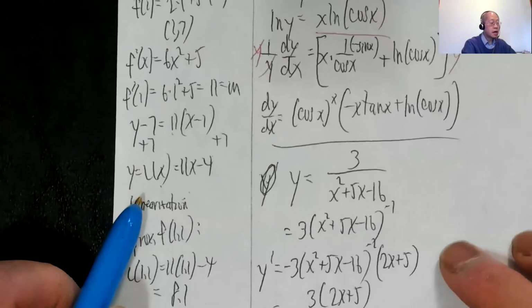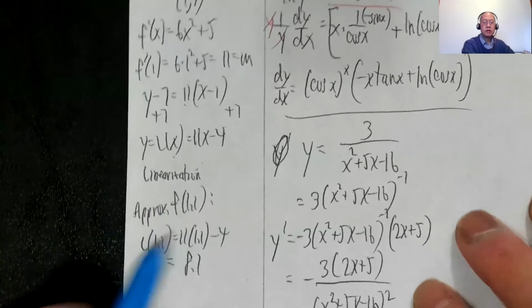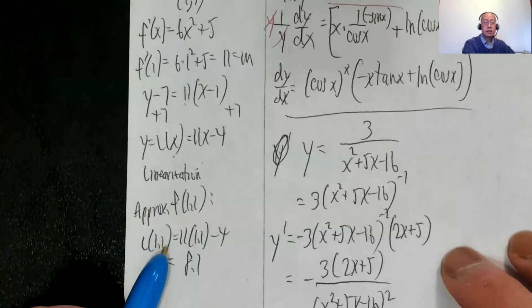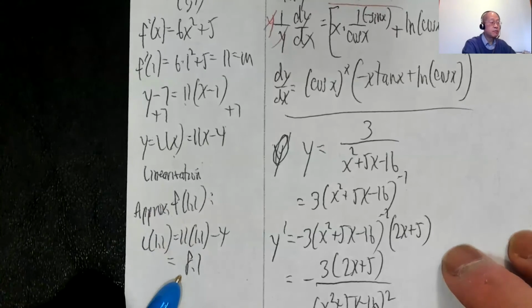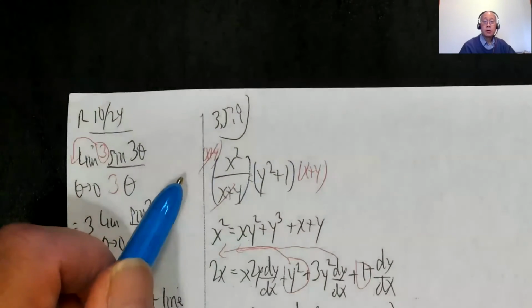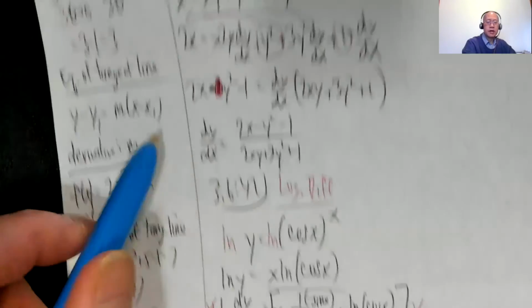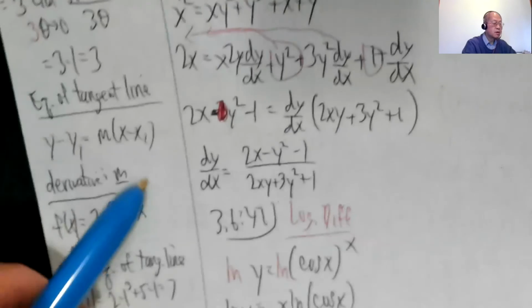Okay, approximate f of 1.1. Plug in 1.1 to L of x, comes out to be about 8.1. Okay, 3.5, number 9, we did tackle that before.